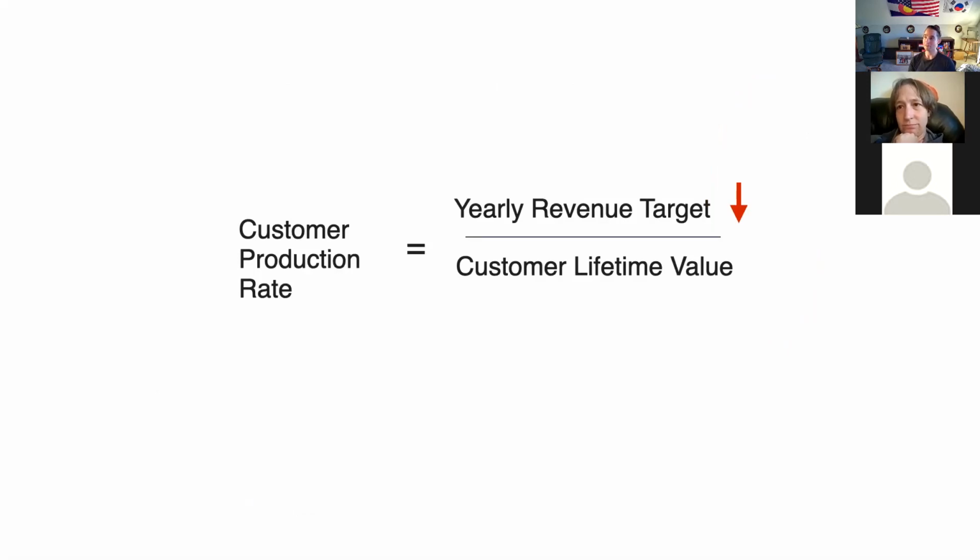If it doesn't seem possible, there's only two things that you can do to see if it can be possible. One is lower your goal, obviously, right? If you say, well, actually, I only need to make $250,000 in revenue, that's one way to make it much more viable. The other way is the bottom of that equation, right? To increase the customer lifetime value.